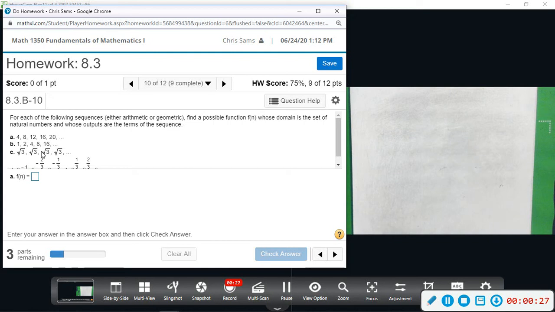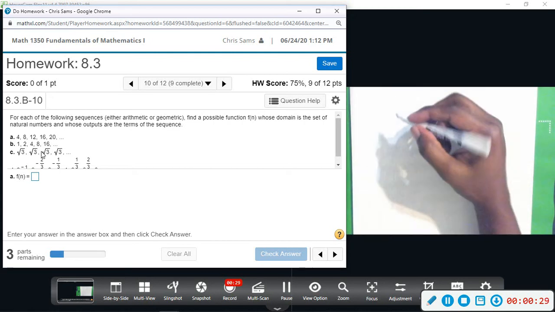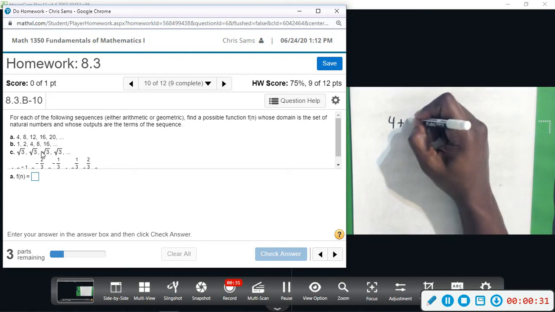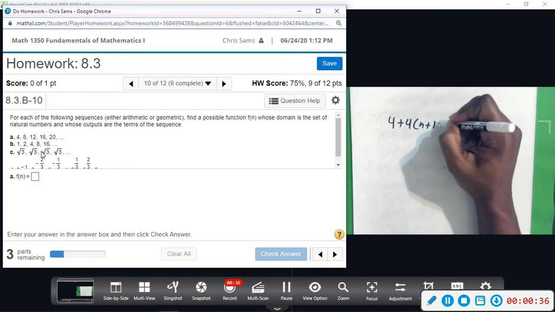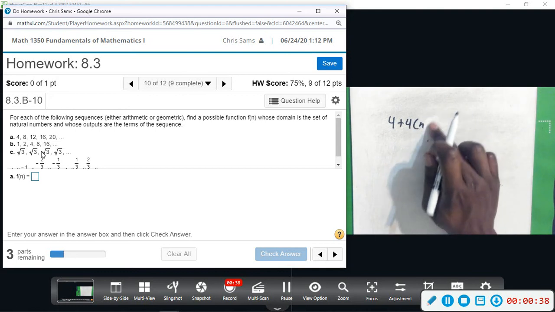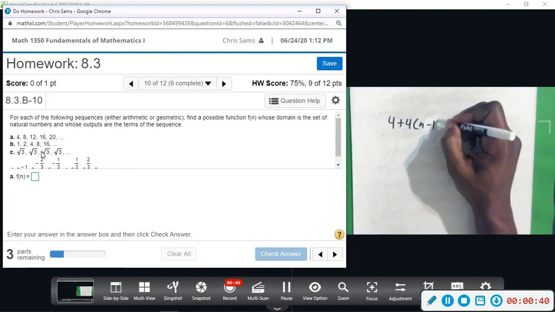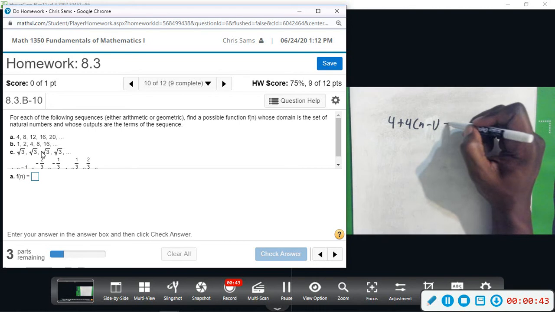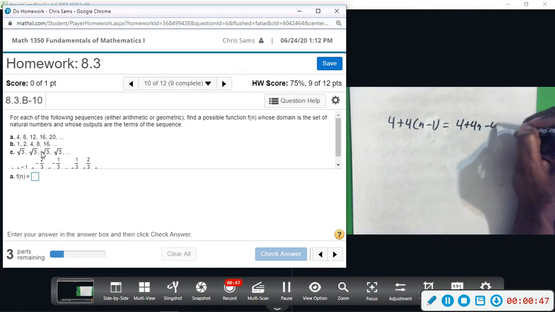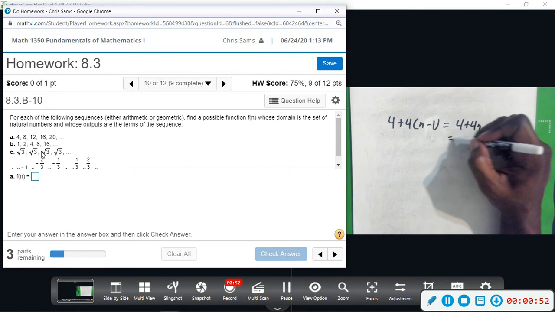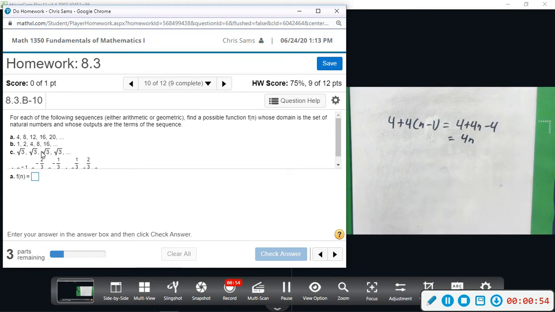So the first pattern is adding 4 every time. Okay, so we will list the first term plus the common difference times n minus 1. That's for arithmetic. N minus 1, not n plus 1. Gotta be careful. And then distribute, we would get 4 plus 4n minus 4. And then if we combine the positive 4 and negative 4, we would just end up with 4n. Okay, so the function for part A is just 4n.